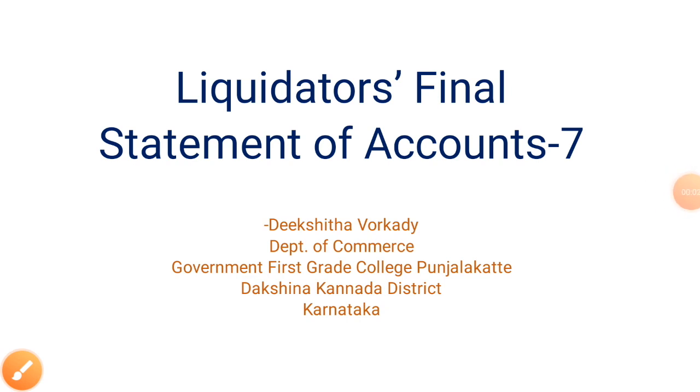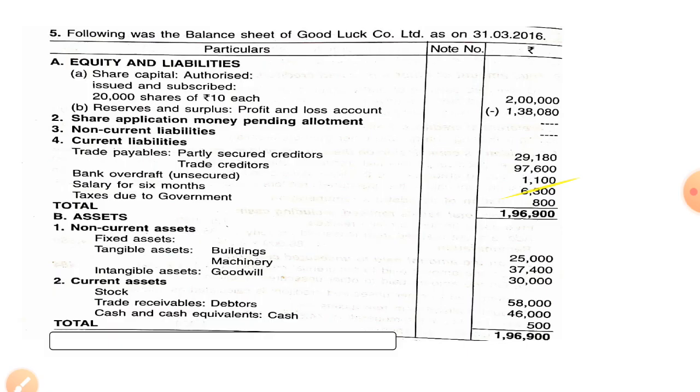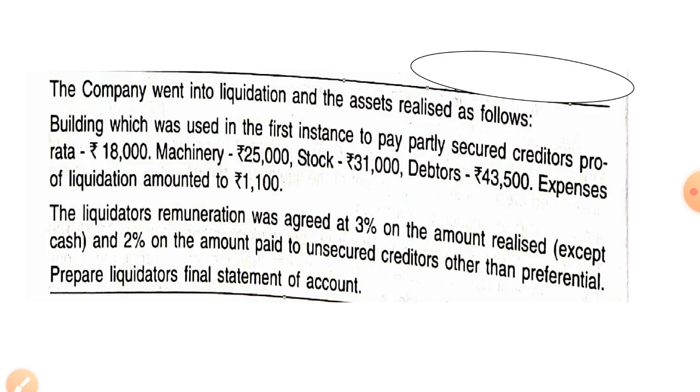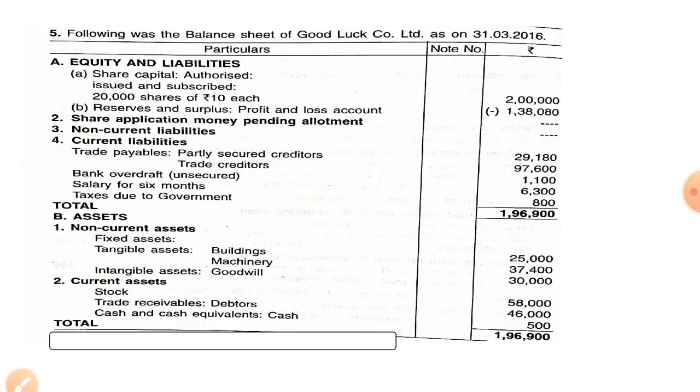Namaste. Let us move to the next problem in the liquidator's final statement. Following was the balance sheet of Good Luck Company Limited. So they have given here the various assets and liabilities.